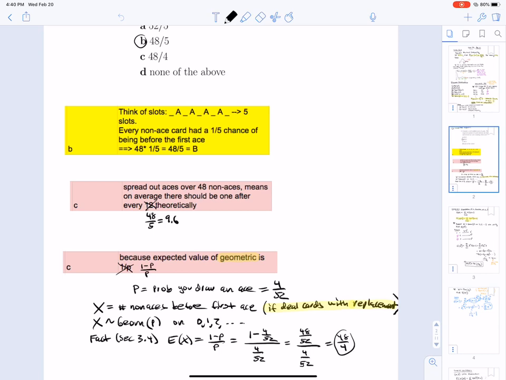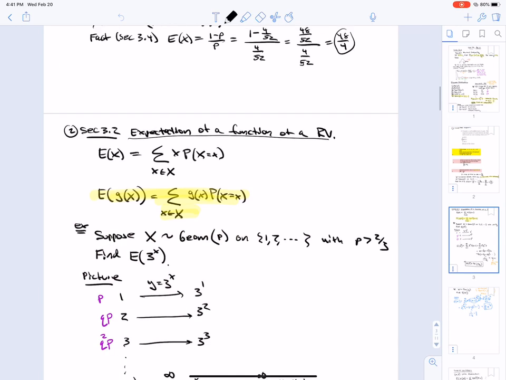So interestingly, if the question had allowed for dealing the cards with replacement, the answer would have been 48 over 4, and our indicator argument would not have worked in that case. So now we're going to talk about expectation of a function of a random variable.